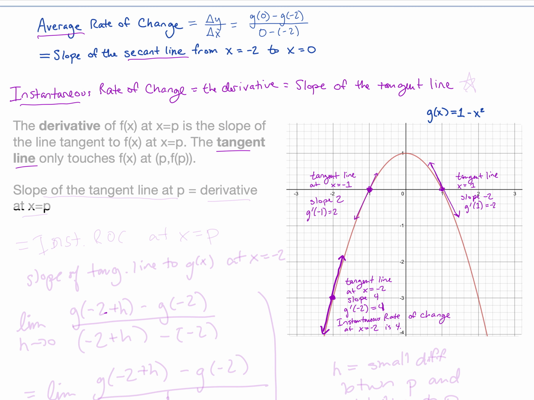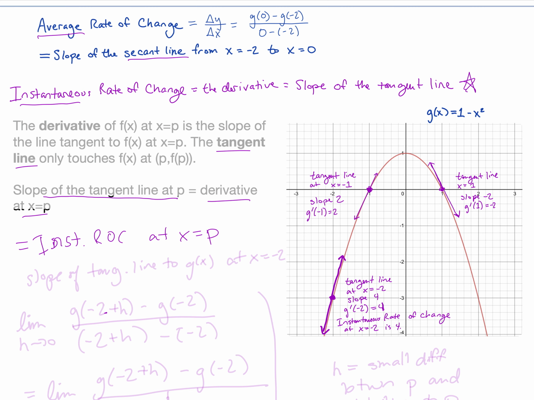And the slope of the tangent line at the point is the derivative at the point x equals p, and it's the instantaneous rate of change at x equals p. So all these things are the same: the instantaneous rate of change, the derivative, and the slope of the tangent line. So we saw doing that kind of magically up above. The way we're going to be starting to think about this is in terms of limits.